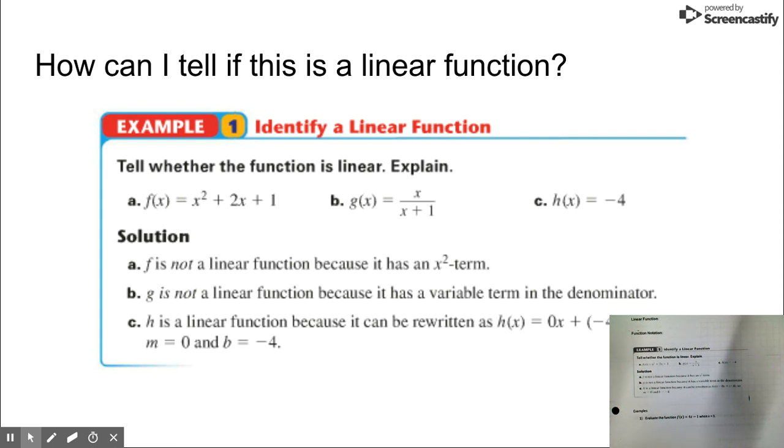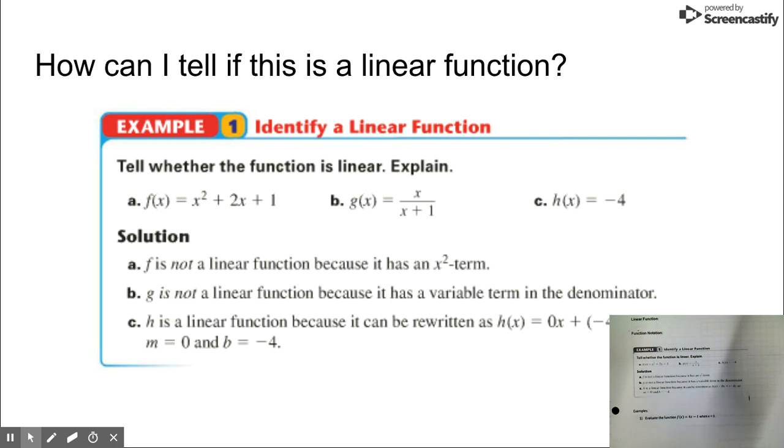One of the things we'll be asked to do is to identify if a function is linear or not. And there's two big things that we're looking at. First is that the highest degree of the exponent is 1, and that there's no variables in the denominator of a fraction. So as a for instance, in example A, f of x equals x squared plus 2x plus 1. This is not linear because it has a higher exponent than 1 on the variable, and you recognize this as a quadratic function. Example B, g of x equals x over x plus 1.